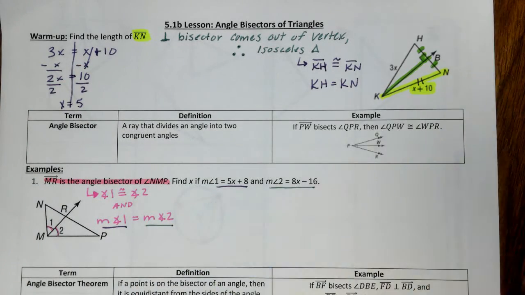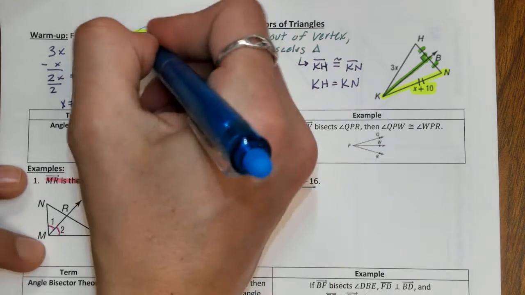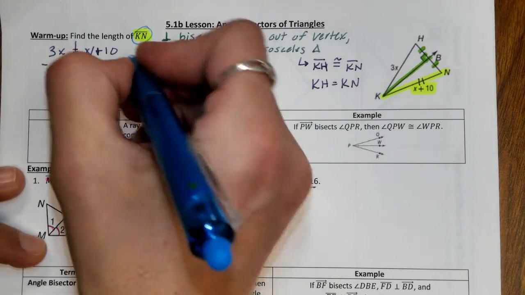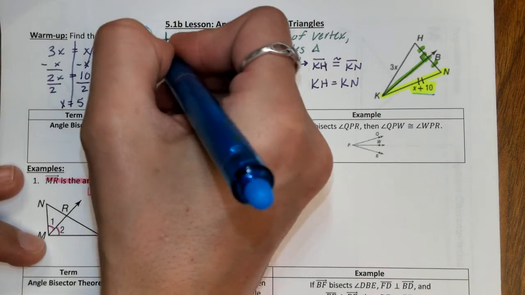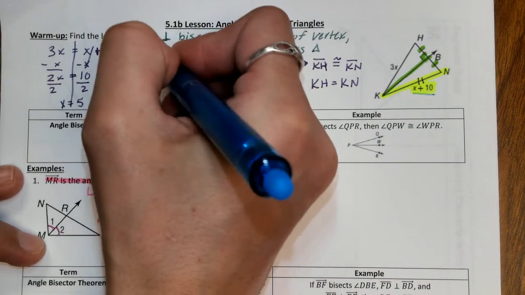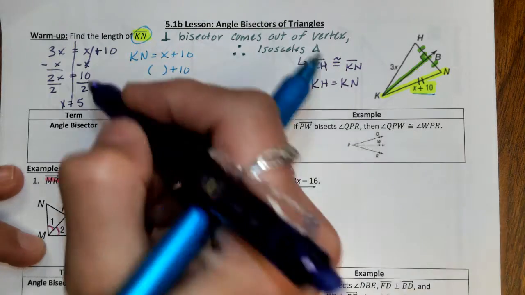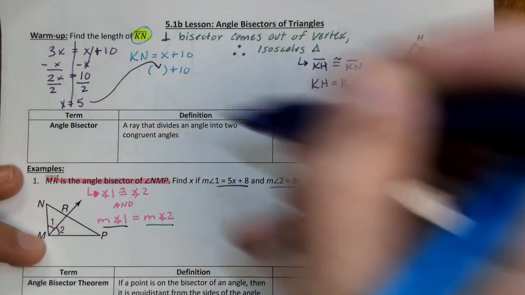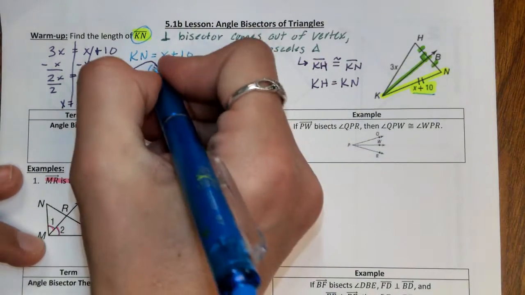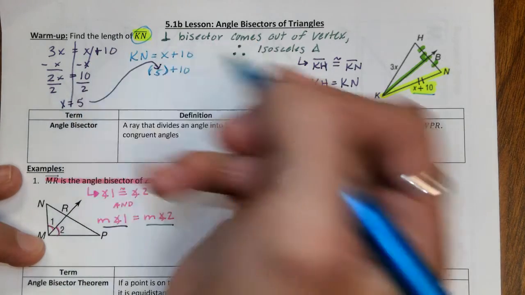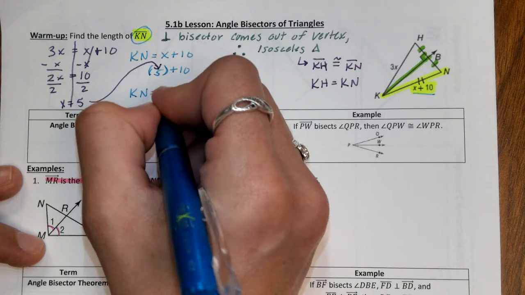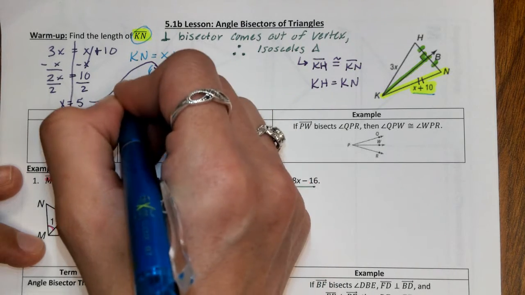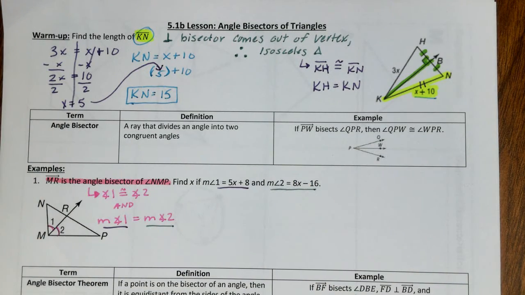Now again, highlighted bright is the fact that I wanted to find the length of segment KN. So we look over there and we see that KN is x plus 10. So I'm going to substitute in 5 for x. Sorry, a little messy there. So giving us that the final length of KN is going to be 15. Okay, this is using our perpendicular bisector theorem.